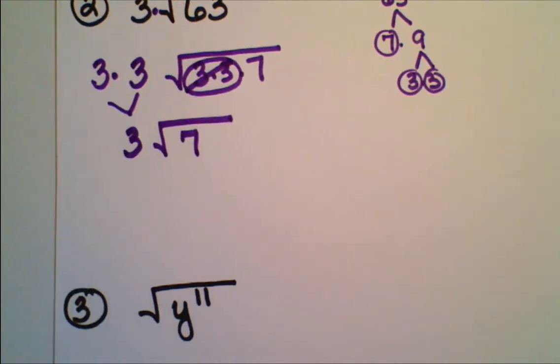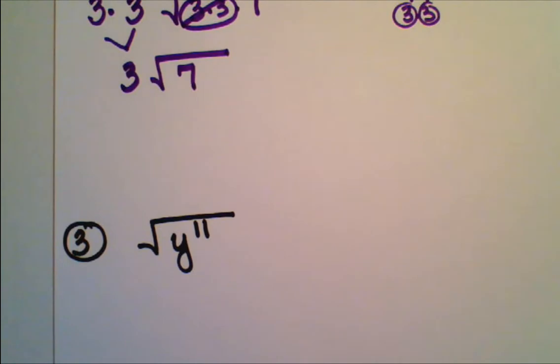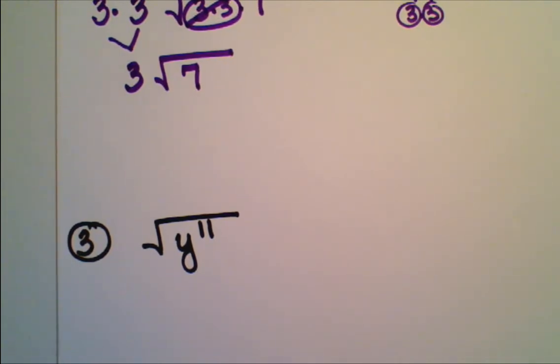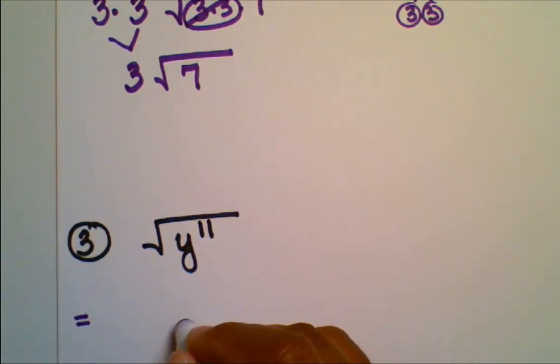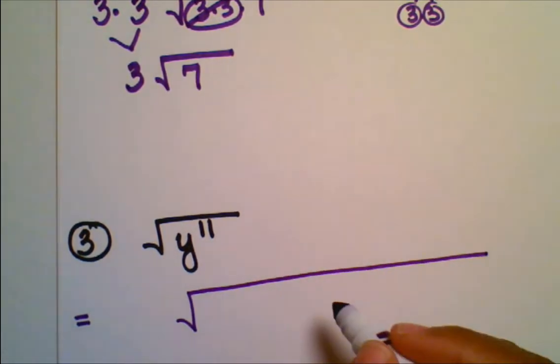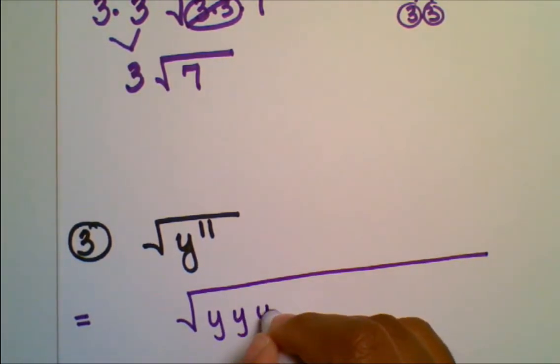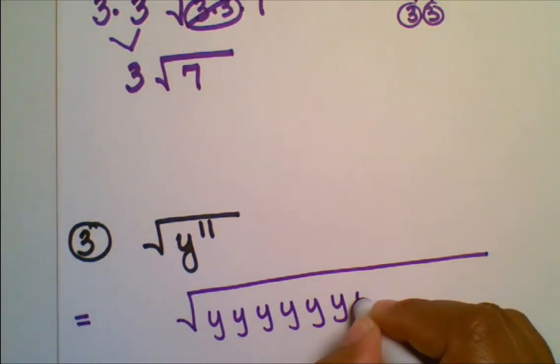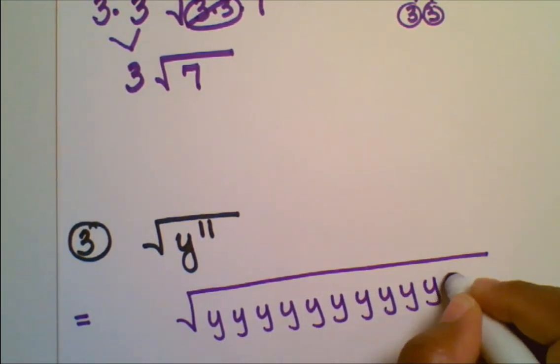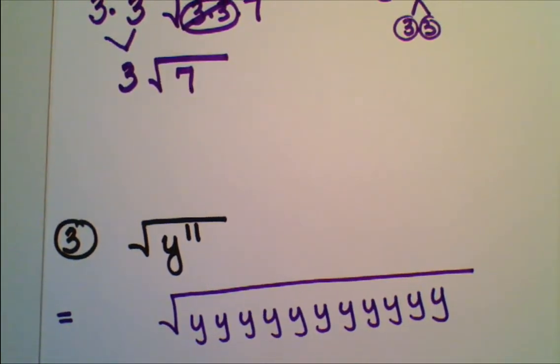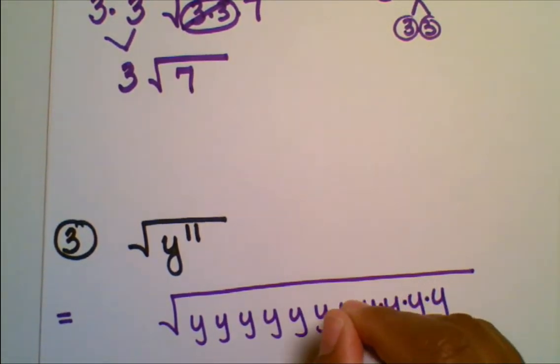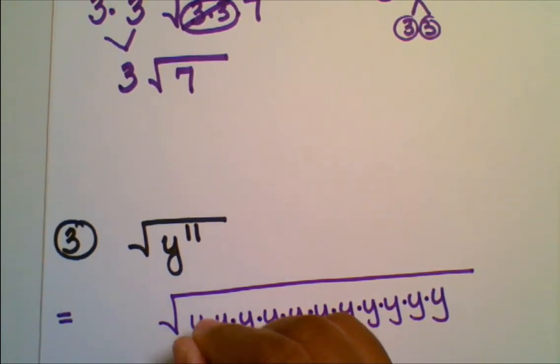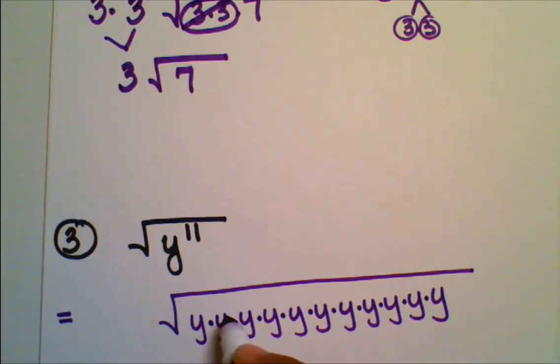Next example, the square root of y to the 11th. I'm going to show you using the prime factorization method, where we're going to write y 11 times. So y was written 11 times. These are the prime factors. Now, because the index is 2, we want to group in pairs.